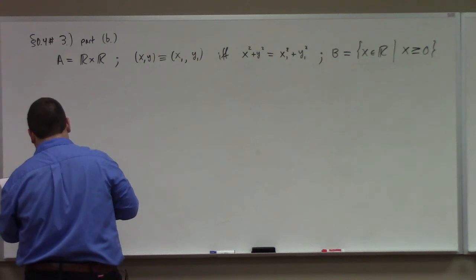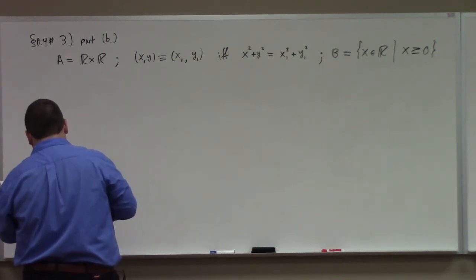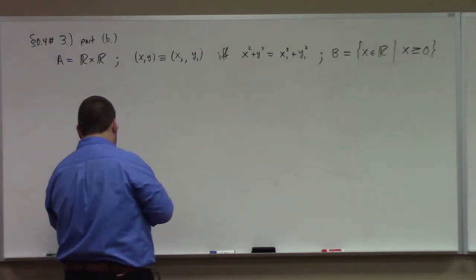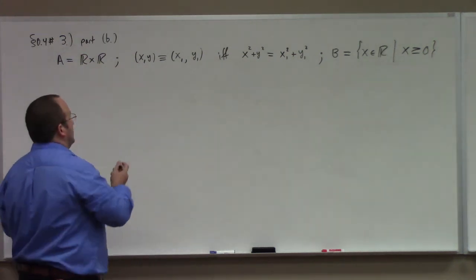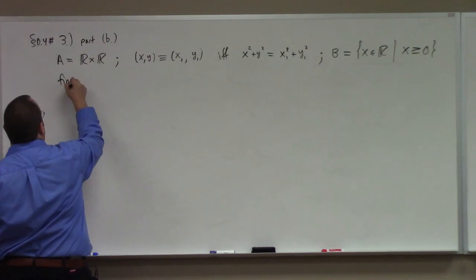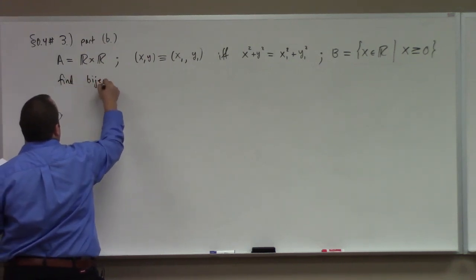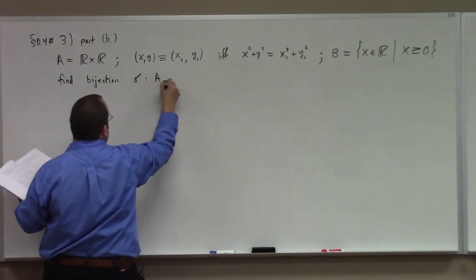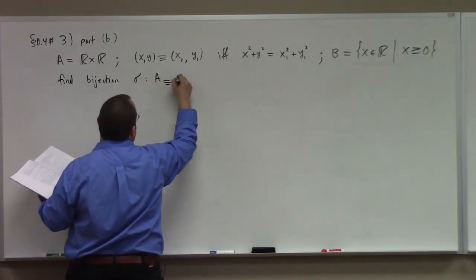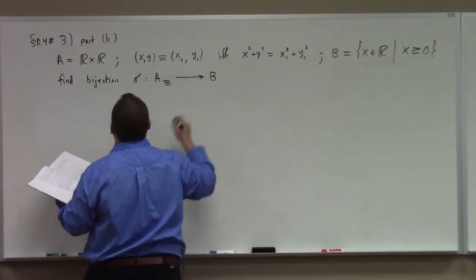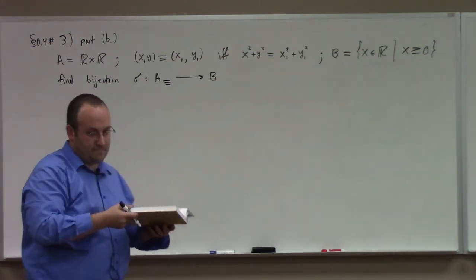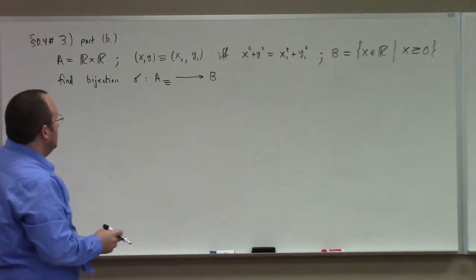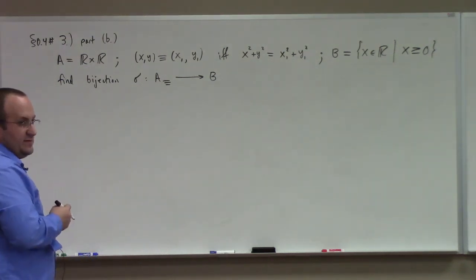So we're supposed to show that that's an equivalence on A and find a well-defined bijection sigma from the quotient set of A to B. That's the whole problem. I really like this problem. It's very geometric, actually. What does the equivalence say?